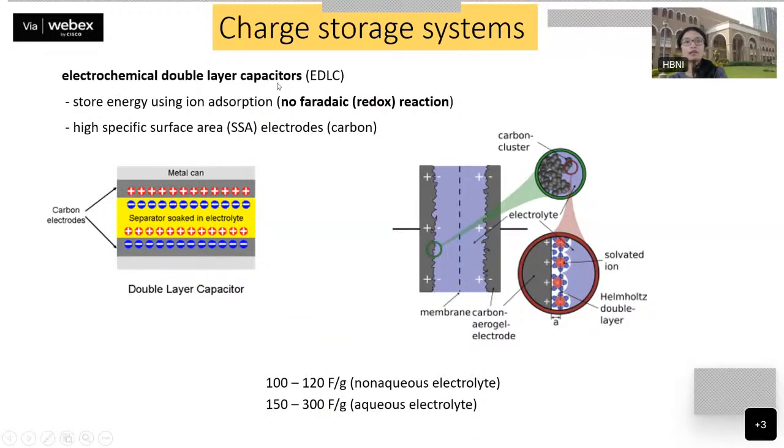So what are the charge storage systems? Electrochemical double layer capacitors store energy using ion adsorption. There is no redox reaction happening in this case. So a high specific area electrode is very important here, as you have shown over here. You can use non-aqueous as well as aqueous electrolyte, but please remember that in the case of aqueous electrolyte, capacitance is always more.